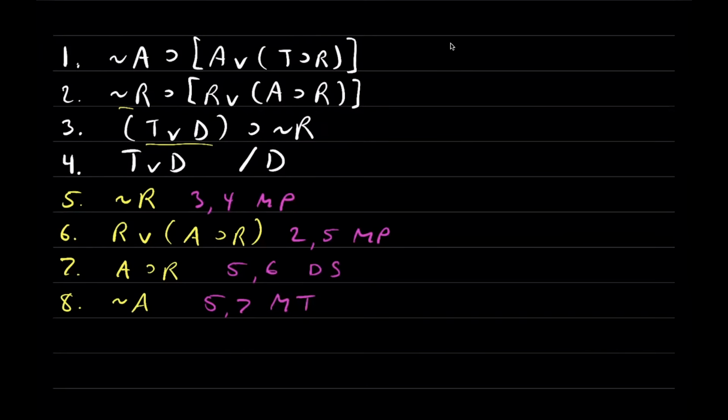Once we know A is false, that's the antecedent of the conditional way up here in line 1. If not A, then this entire bracketed expression on the right. So we know that (A or T) implies R has to be the case. And that's going to follow from line 1 and line 8 by Modus Ponens.